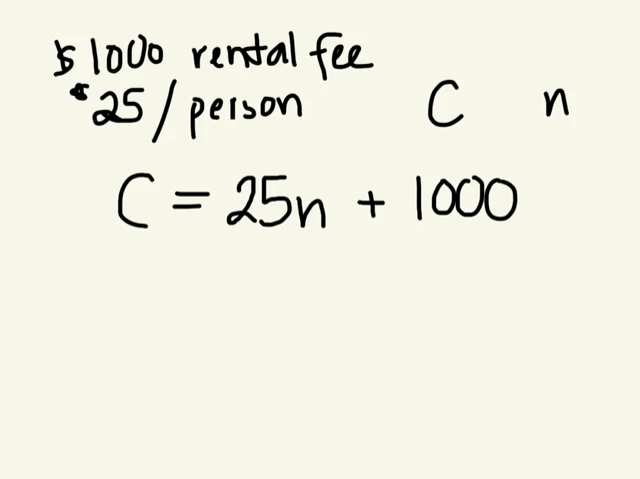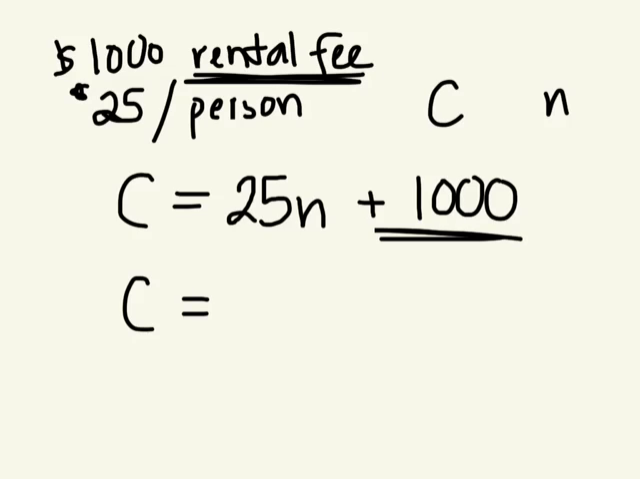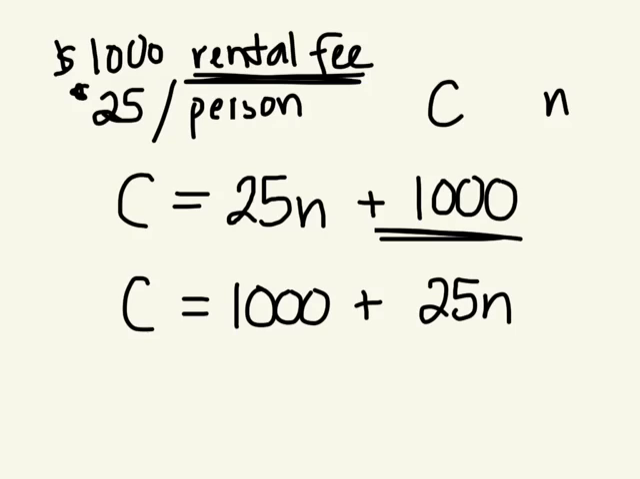Why did you add 1,000? Because there is a rental fee. It's the initial fee. You could have written the equation like this: 1,000 plus 25N. Does that represent the exact same thing? Yeah. Okay. So we know that no matter what, even if you have 0 people, you still have to pay $1,000 just to rent the hall.